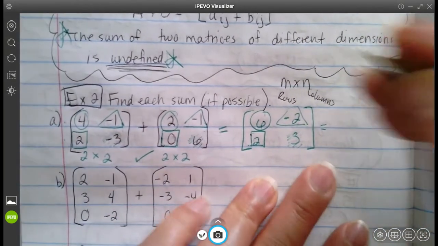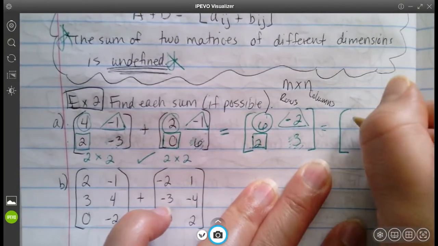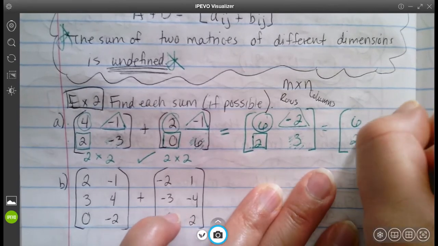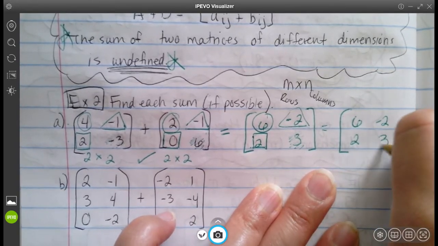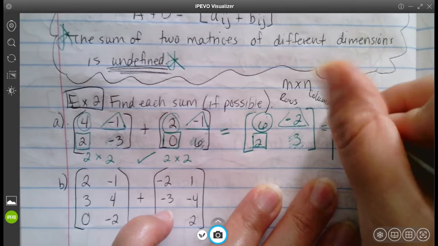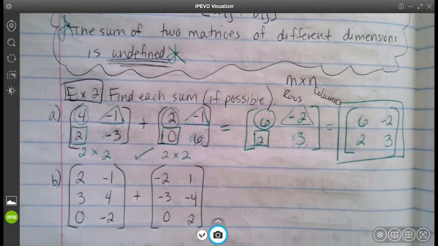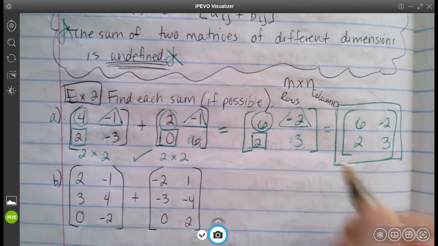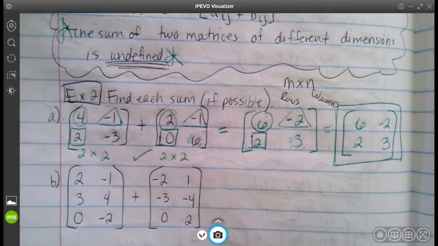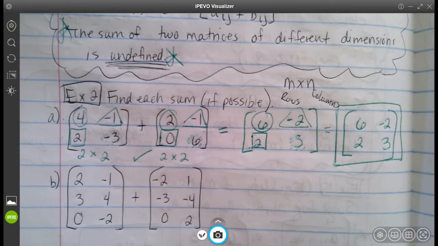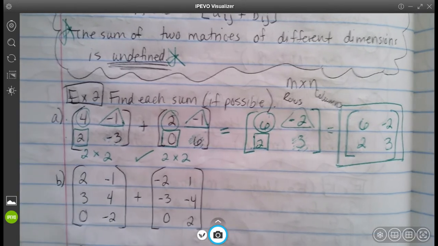I'm going to write it a little bit more officially because we don't usually write matrices with shapes. So it'd be 6, 2, -2, and 3. And it's as simple as that. So that's matrix addition, and it works the same for subtraction. Okay, we'll do an example of that in a bit, because all we have to do is add up the same positions. Okay, let's look at the next one.